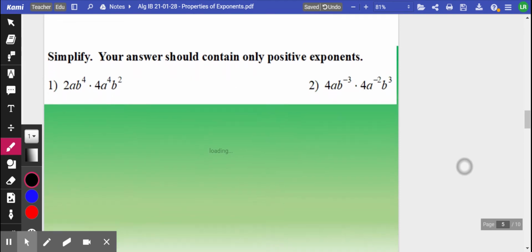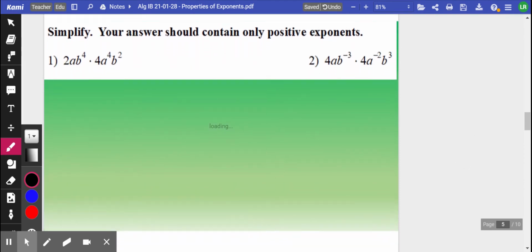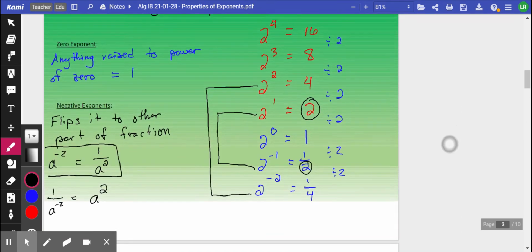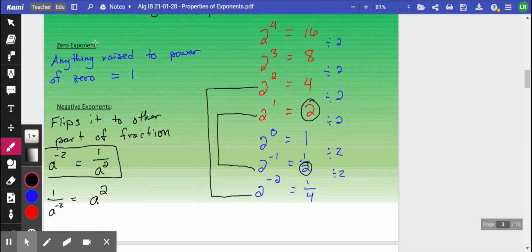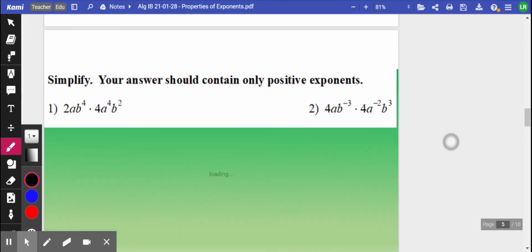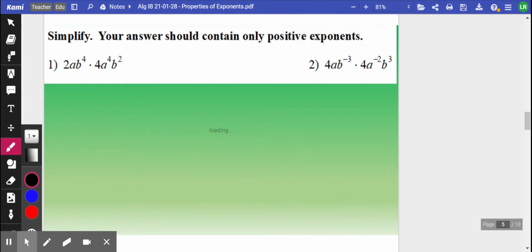Okay, so let's go ahead and look here at number 1. Now, the instructions, notice they say simplify, and then your answer should contain only positive exponents. So what that means is at the end, if you end up with a 0 exponent or a negative exponent, you do need to fix it. Okay, so you'll see that I do that as we go through these problems. Okay. So we have 2ab to the fourth times 4a to the fourth b squared.